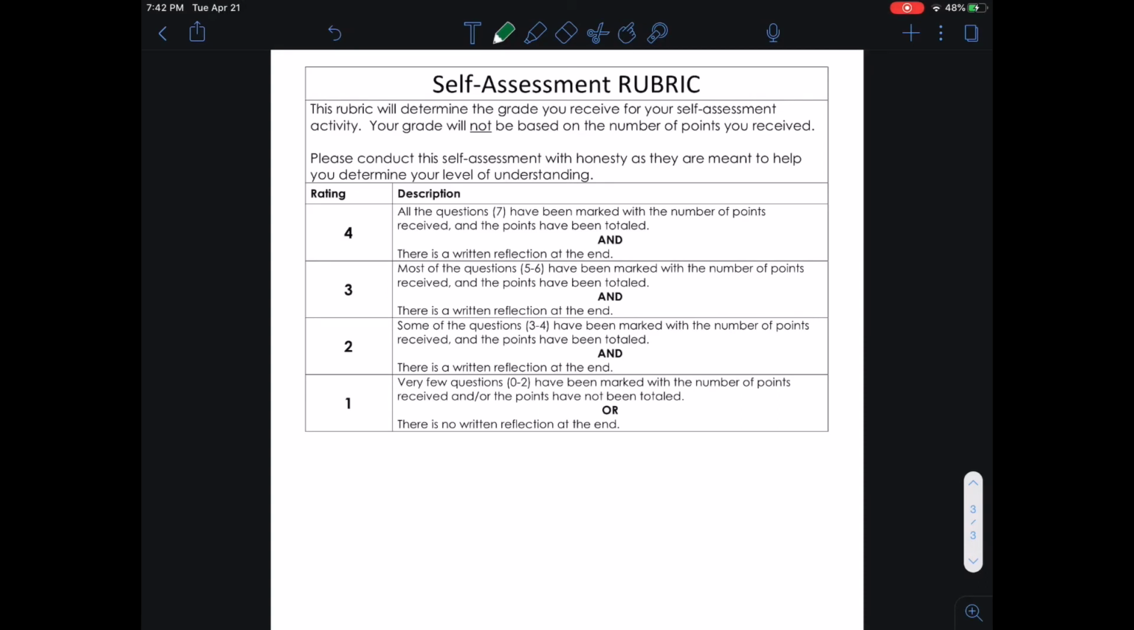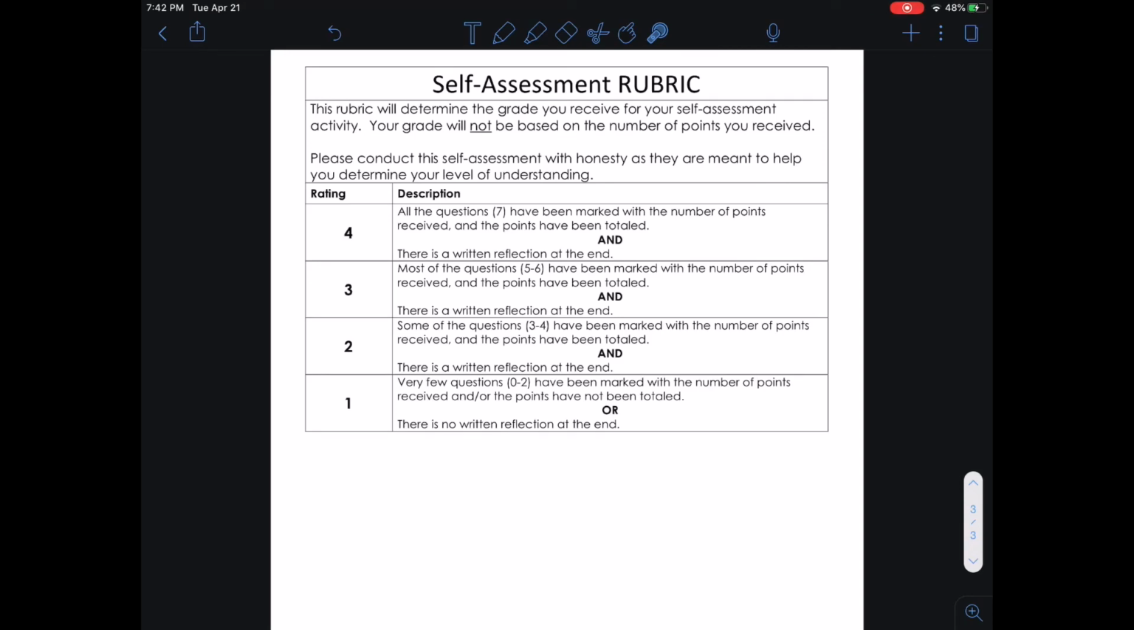So let's take a look at this rubric here. If you notice, there are 4 possible ratings you can receive. That will depend on how well you do this self-assessment activity, right? 1 through 4. You'll be graded on the number of questions that you choose a point value for when you're doing the self-assessment, because essentially you're just grading your answers. Whether you tally your points at the end, as well as whether you include reflection or not.